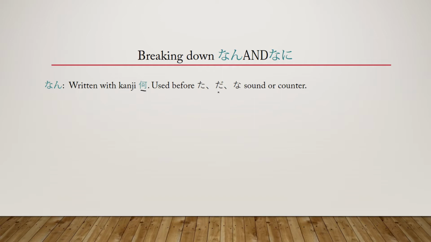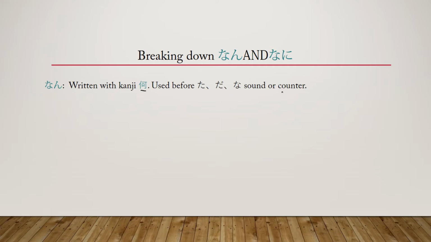Same thing with da. Anything that has that d sound at the beginning, like da, de, stuff like that. And then same thing with the na. Anything that has that na sound. So like na, ne, nu, anything like that. So it's any of these sounds in the row. So it's going to be the first part of that sound, the ta, the da, and the na sound.